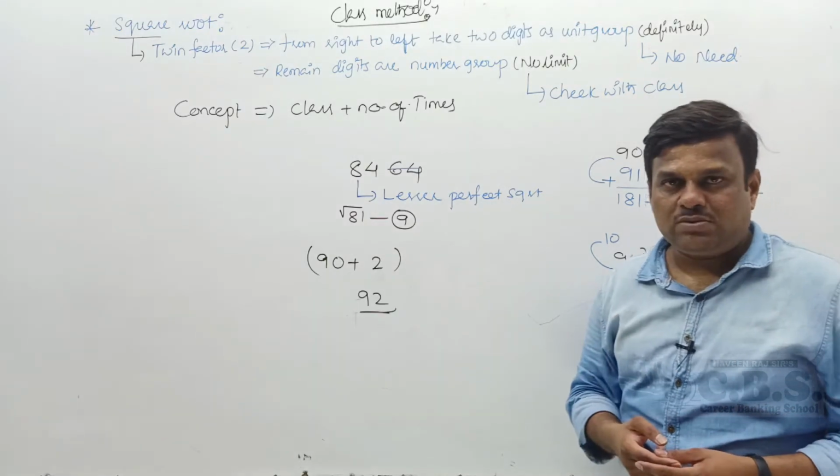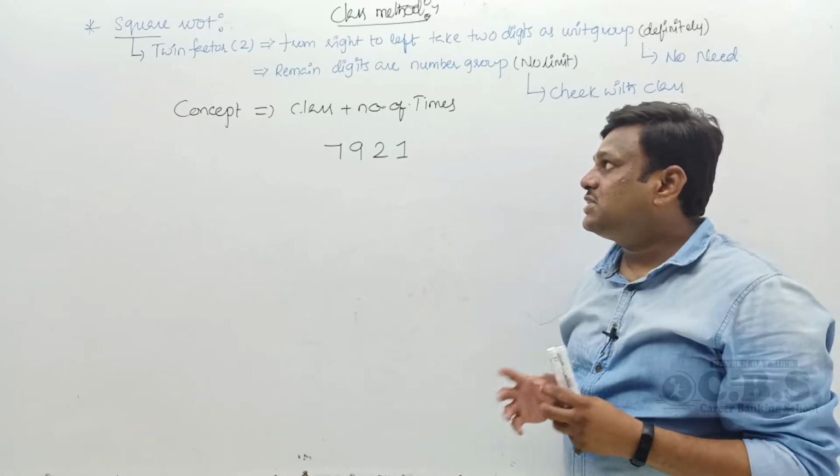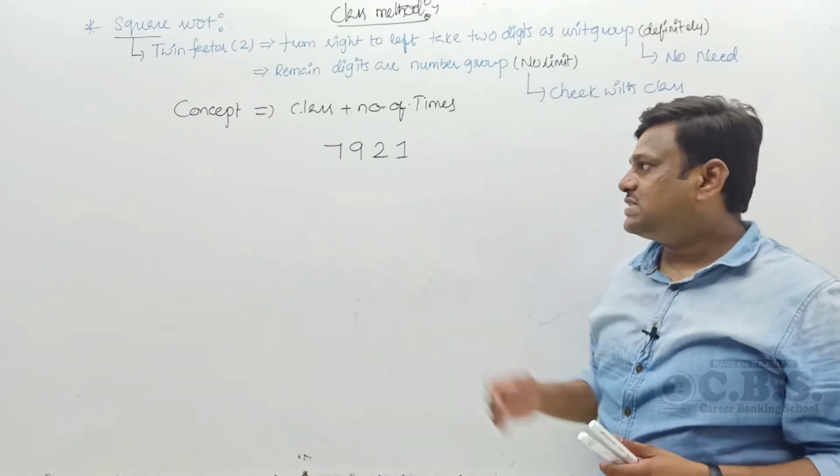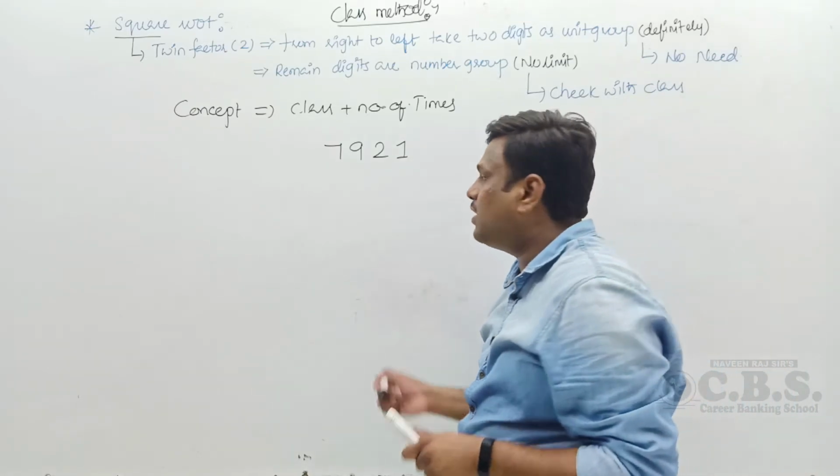Let's go with another example. Let's check with the class technique, the class method, with another example. 7921. Friends, here there is no need of the unit group.